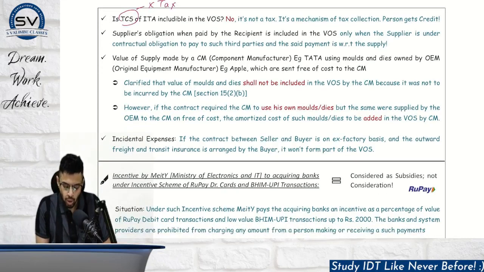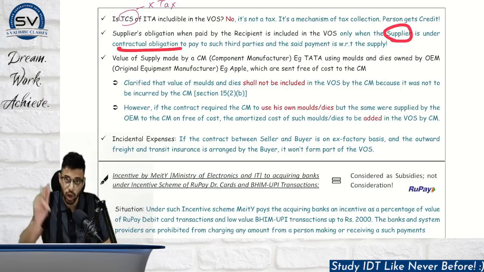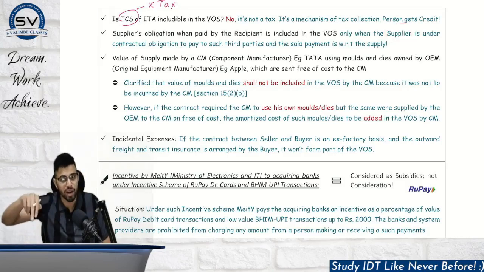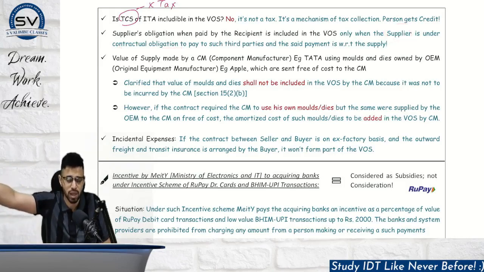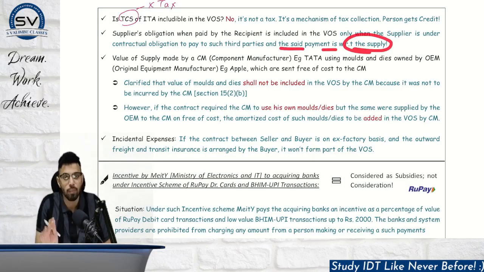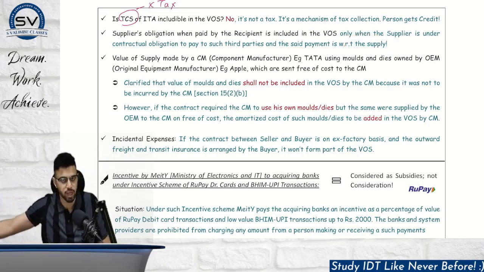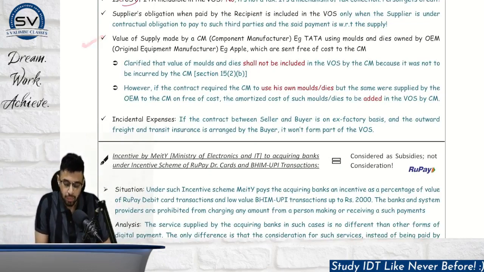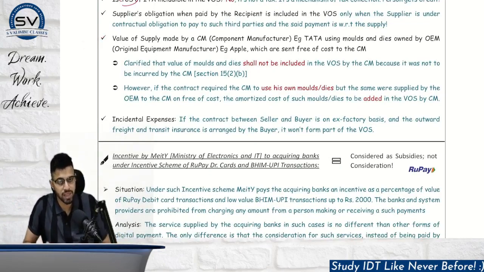Next, supplier's obligation when paid by the recipient is included in the value of supply only when the supplier is under contractual obligation to pay the third party and said payment is with respect to supply. This we cleared properly in subsection 2 as well, that supplier should be under contractual obligation to pay. Now I was under contractual obligation to pay that Mr. Rakesh who supplied the cool drinks, and second, it should be related to the supply. The supply was with respect to the event management service that I was providing to Mr. Anant Ambani.